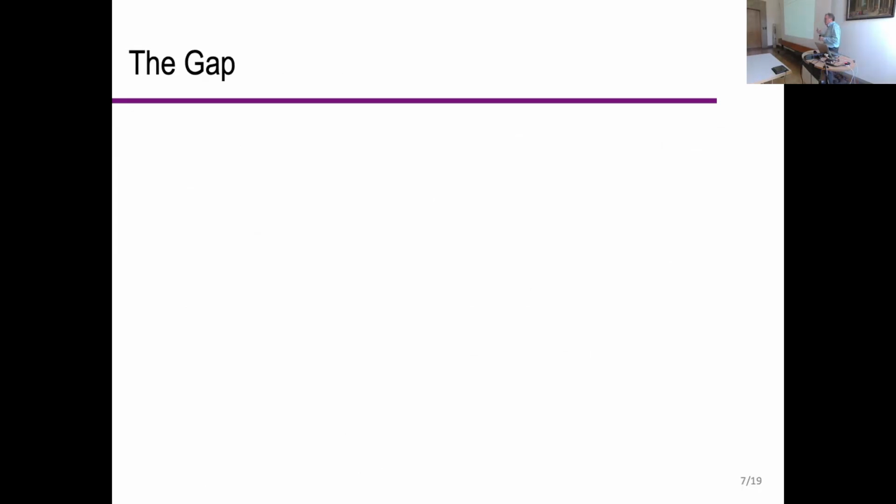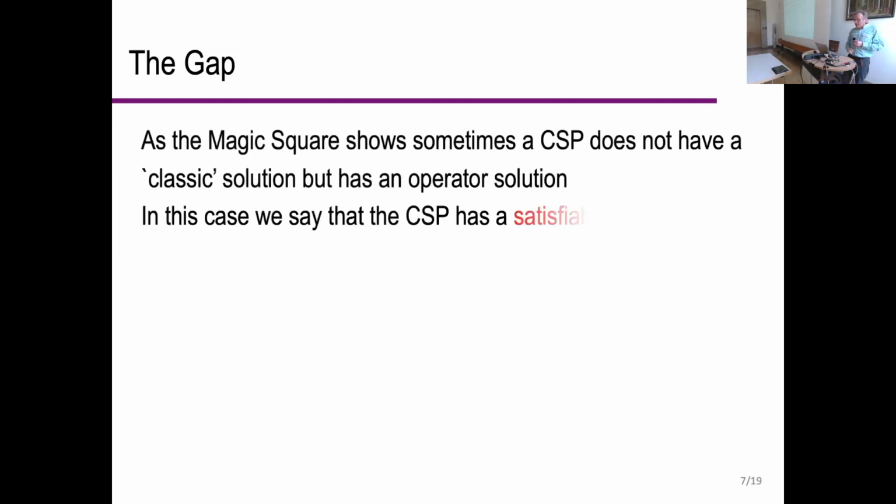Well, clearly, as we saw in magic square, it doesn't have a classic solution, but it has this operator solution. And that's the intriguing property. Clearly, if my CSP has a classic solution, it also has an operator solution. Well, I can take diagonal matrices, no problem, and multiply them the same way as I would just combine those finite values. But what if it doesn't have a classic solution, but can it have an operator one?